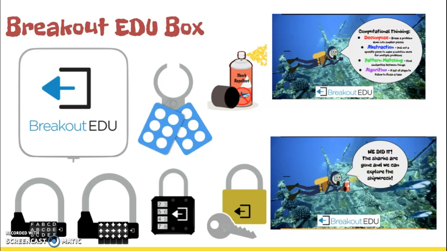On the large breakout box, inside you will put the printout of the shark repellent, the poster or sign that talks about computational thinking, and the sign that says "We did it." On the breakout box, you will put the hasp, the word lock, directional lock, 4-digit lock, and the key lock.